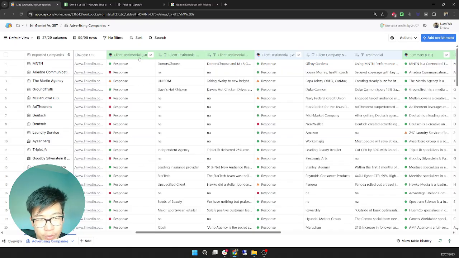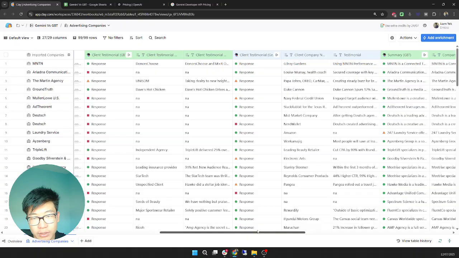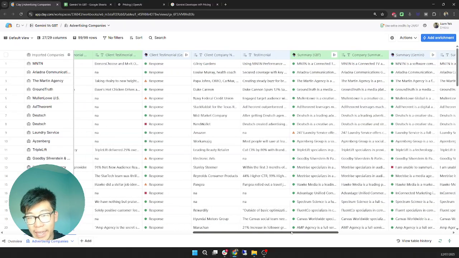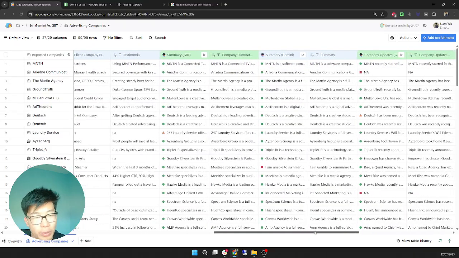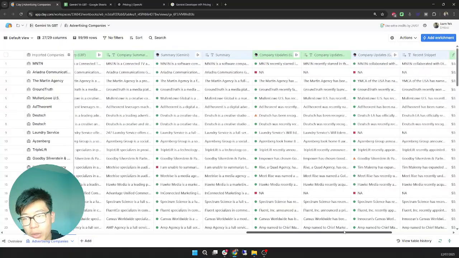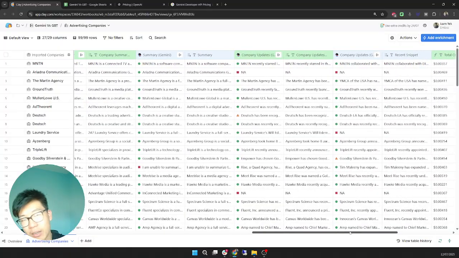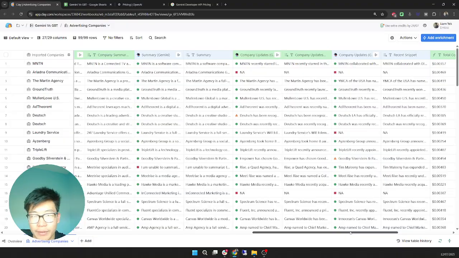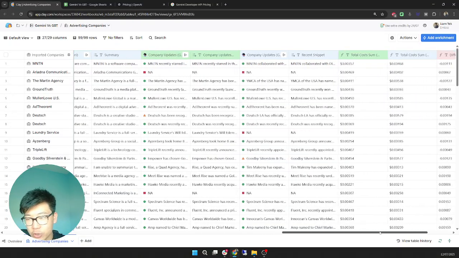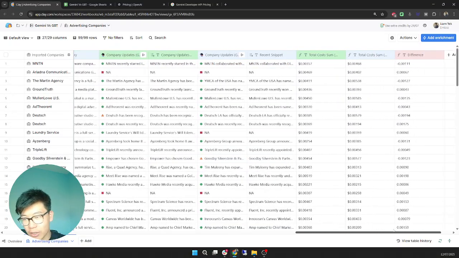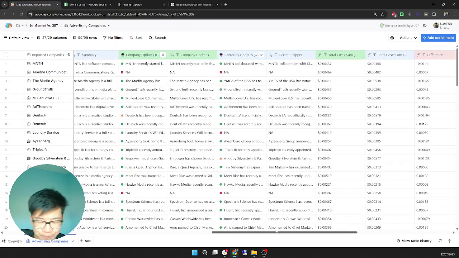So going through this, we basically had a couple of different split tests in terms of gathering the data. One of them was client testimonials. One of them was a summary of said site, or a summary of just what they do. One of them was a company update, so seeing if there's been any kind of progression with the agency or this advertising company. And then there's also a cost breakdown at the end, and the difference between the two.